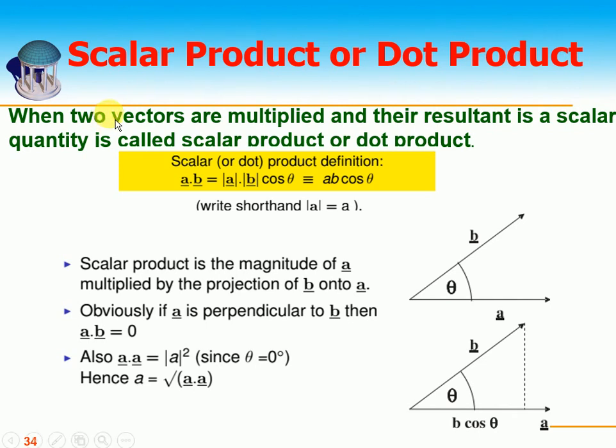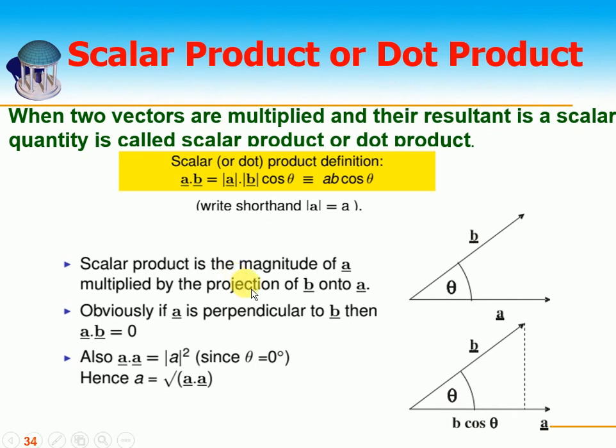Scalar or dot product, we define A dot B vectors as magnitude of A into magnitude of B into cos of theta, AB cos theta. Remember that if this is a vector A and this is a vector B, we take the angle between the vectors, not from the x-axis, please. It is the angle between the vectors.